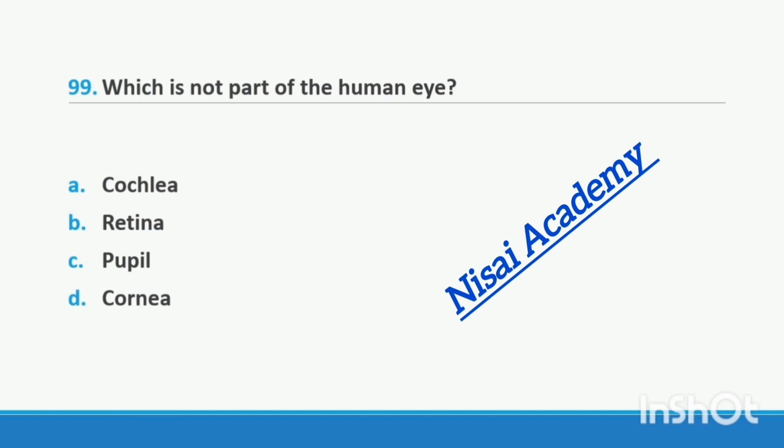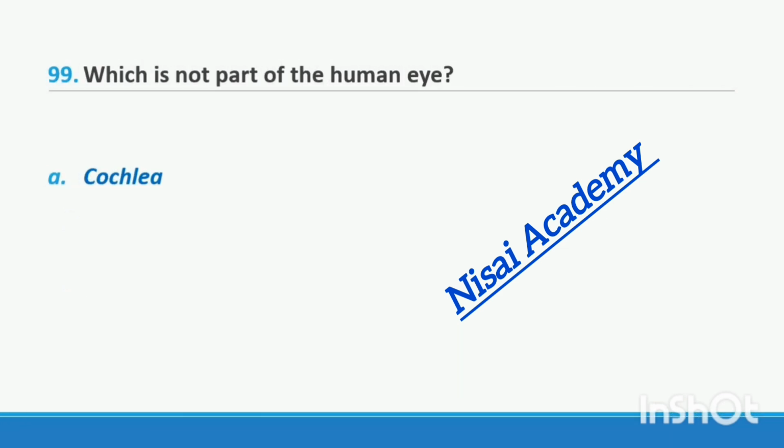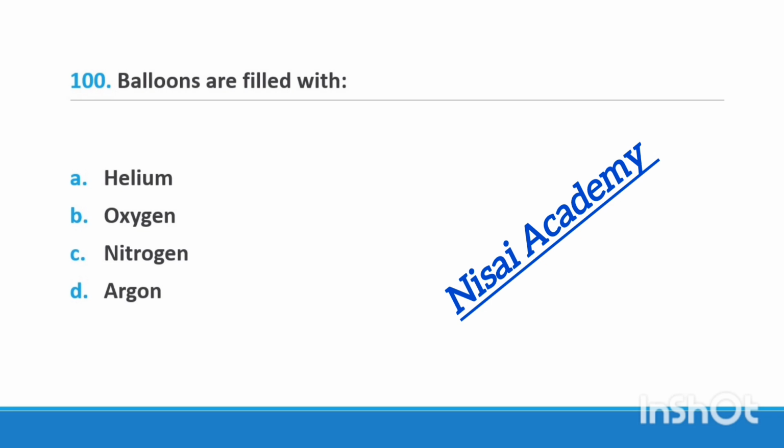Question 99. Which is not a part of the human eye? Option A cornea, option B retina, option C pupil, option D cornea. Cornea is not part of the human eye. Right, option A, cornea.